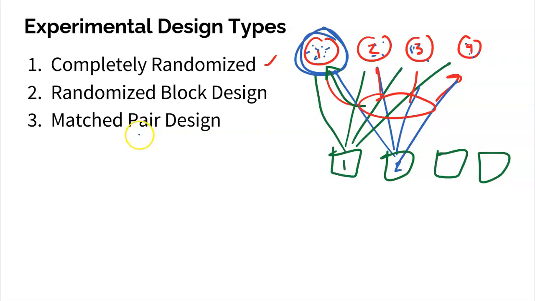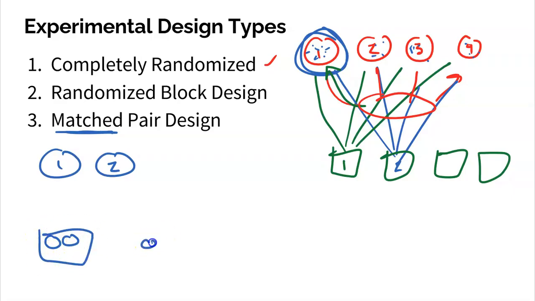A matched pair design is when you pair people together. The only drawback to a matched pair design is you're only allowed to have 2 treatments. If you have 3 treatments, there's no such thing as a matched trio design. Okay, matched pair design. So what you do is you match people together because they have a lot of similar characteristics. They're very, very similar.